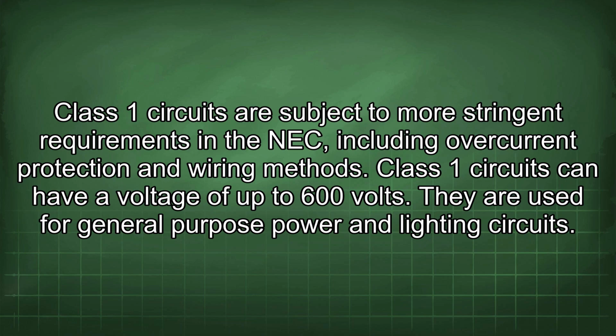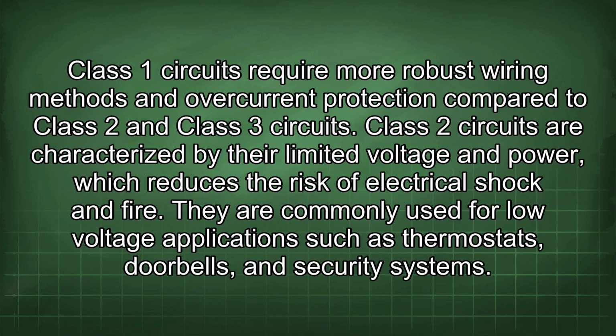Class 1 circuits can have a voltage of up to 600 volts. They are used for general-purpose power and lighting circuits. Class 1 circuits require more robust wiring methods and overcurrent protection compared to Class 2 and Class 3 circuits.